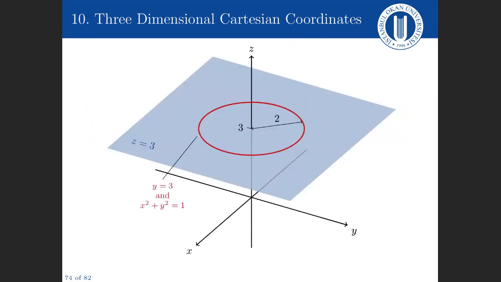Putting these together, this blue plane is the plane z is equal to 3. We know we must be in this plane. And x and y must give us the circle. So we have this red circle which is floating up in the z is equal to 3 plane.